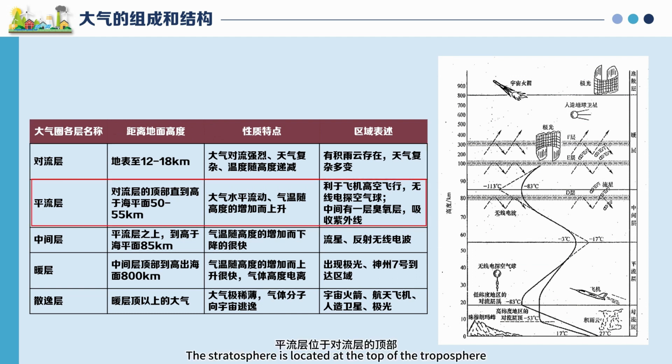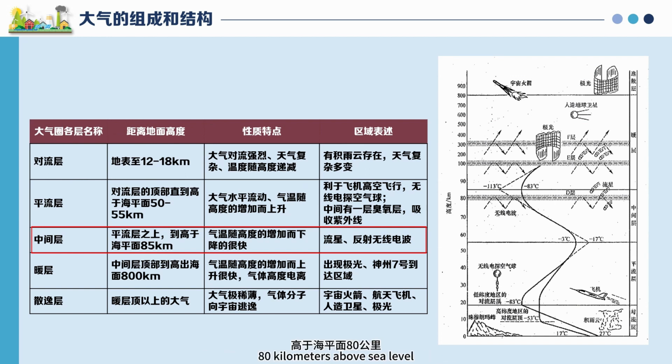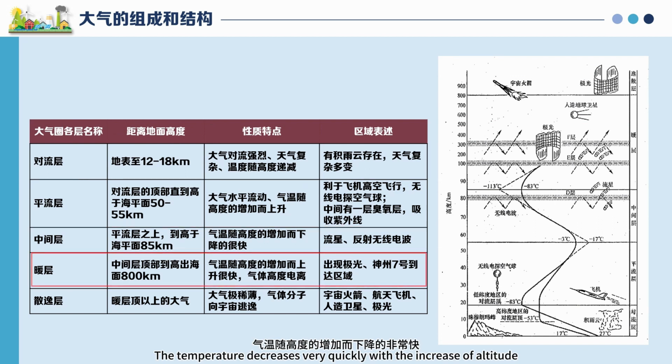The stratosphere is located at the top of the troposphere, up to 50 to 55 kilometers above sea level. Horizontal flow. The temperature increases with height. There is an ozone layer in the middle, which can absorb ultraviolet rays. The middle layer is located above the stratosphere, up to 80 kilometers above sea level. The temperature decreases very quickly with the increase of altitude.